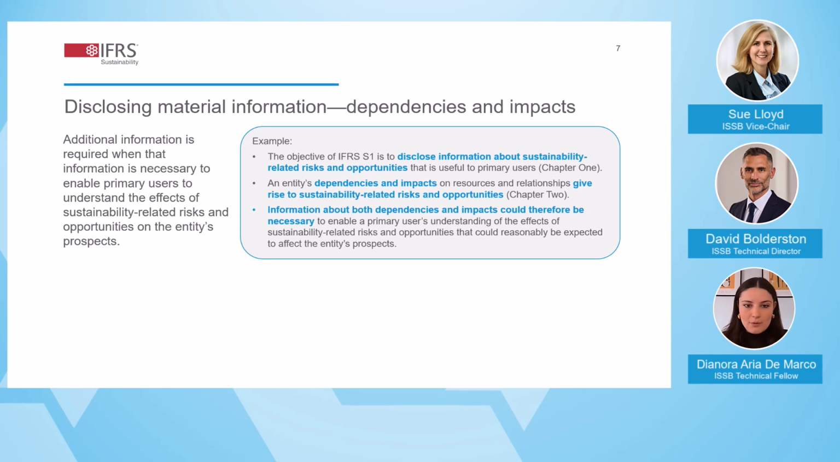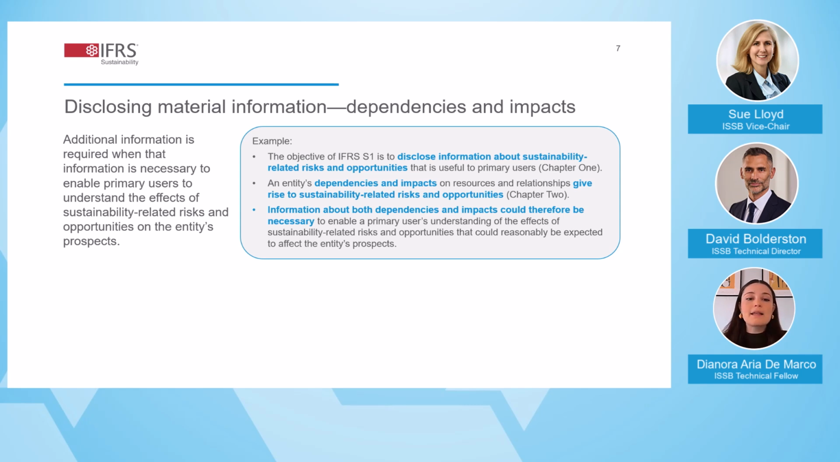So as Dave explained in Chapter 1, which was our second webcast, the objective of IFRS S1 is to disclose information about sustainability-related risks and opportunities that is useful to primary users' decision-making. Then, as I explained in our third webcast on Chapter 2, an entity's dependencies and impacts on resources and relationships might give rise to sustainability-related risks and opportunities that could reasonably be expected to affect the entity's prospects. So this example brings that understanding together in explaining the additional information requirement.